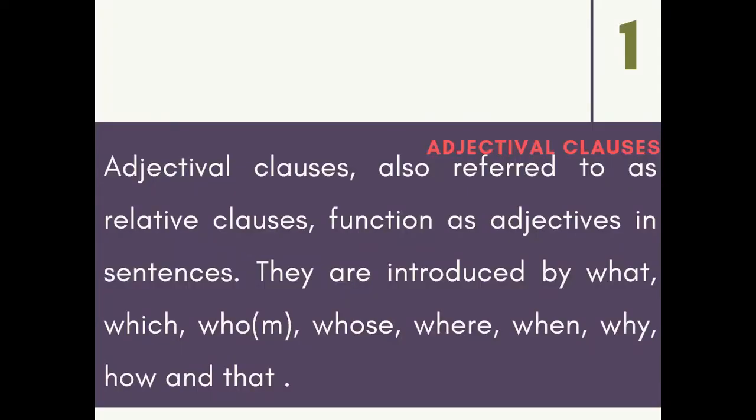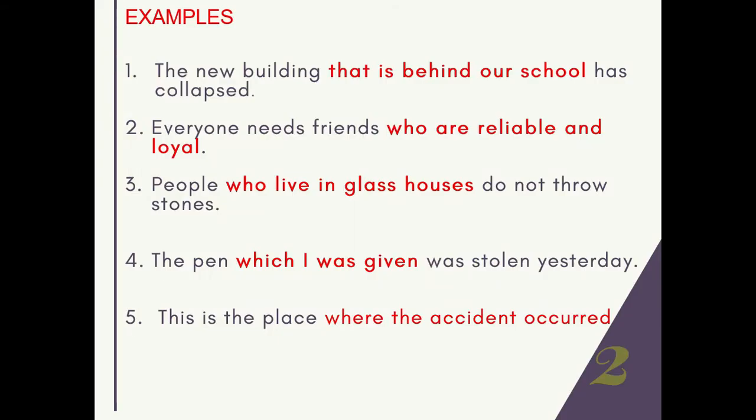Now, very quickly, we want to talk about adjectival clauses. As already mentioned, they are also referred to as relative clauses, and they function as adjectives in sentences. They are introduced by the words which, whom, whose, where, when, why, how, and that, which are usually regarded as relativizers. They are always called relativizers. Now, let's see some examples here.